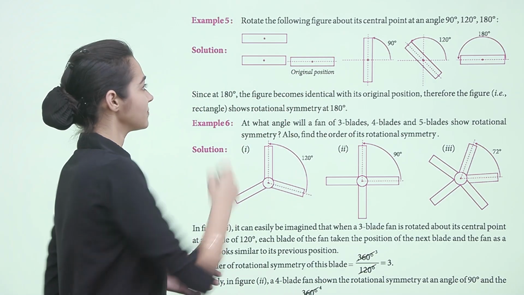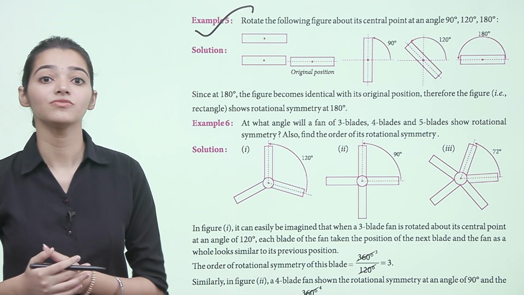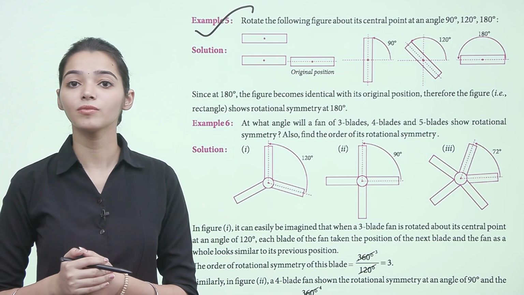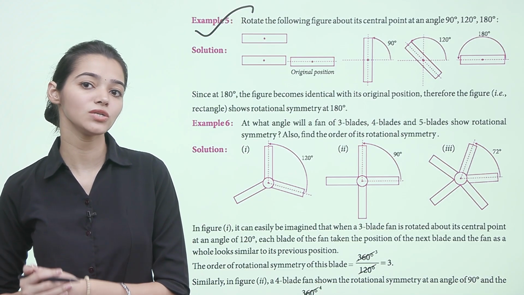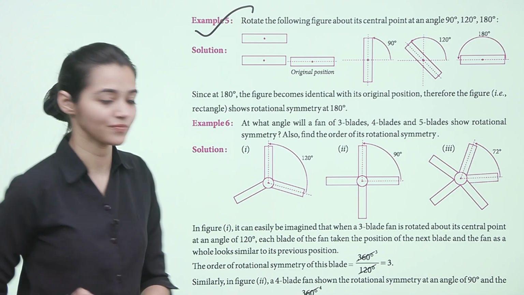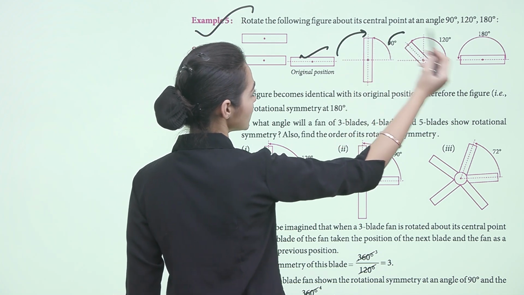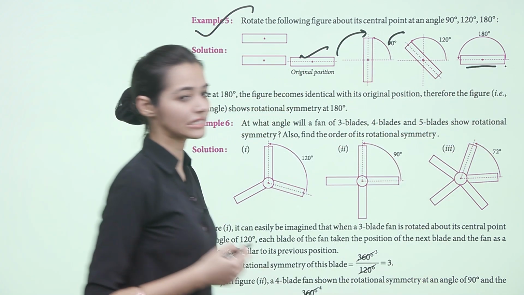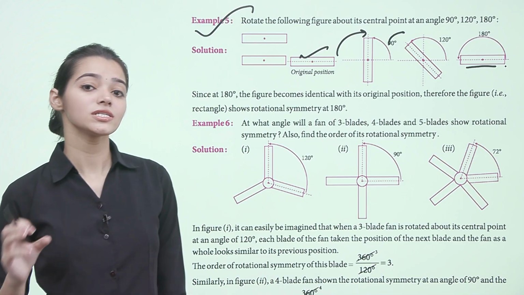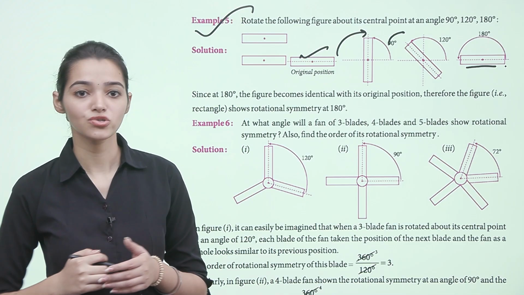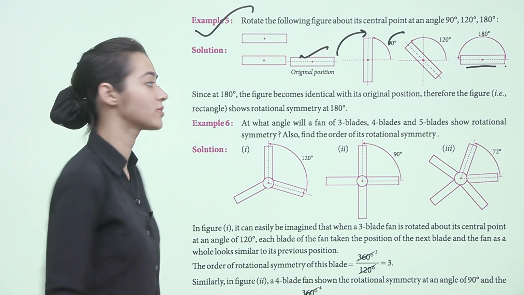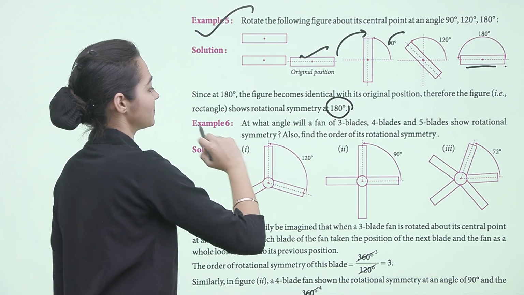Now next is our example number 5. Here we have to rotate the following figure about its central point at an angle of 90, 120 and 180 degrees. So this is its original position, rotated 90 degrees, then 120 degrees, and then this is our 180 degrees. Since at 180 degrees it regains its original position, it shows rotational symmetry at 180 degrees.